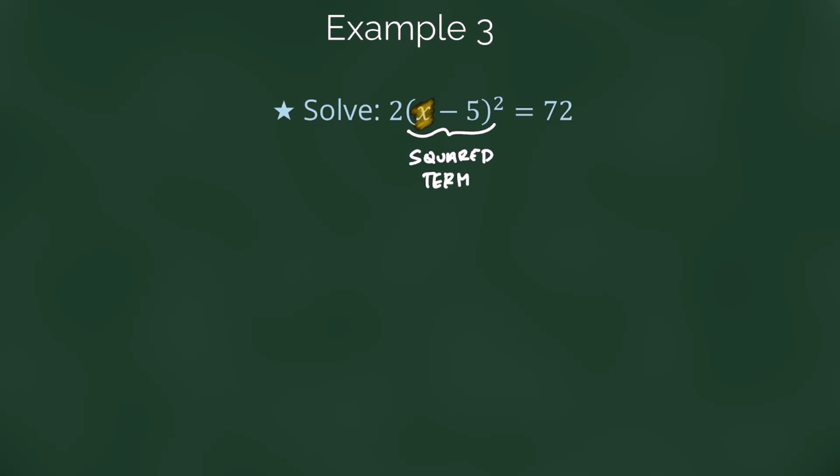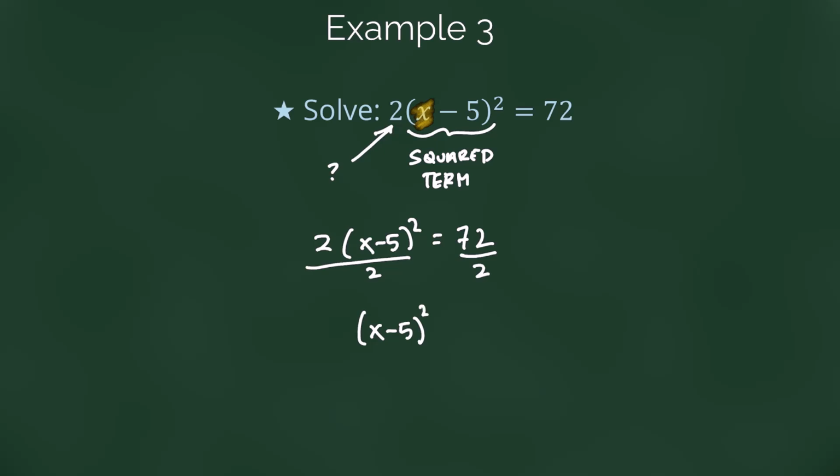So the problem is this 2 here. We need to get rid of that. Well, it's multiplying the squared term, so we can just divide both sides by 2. I'm rewriting it because I kind of made a mess of it up there. So I'm going to divide both sides by 2. And that's going to give me that x minus 5 squared is equal to 36. Now I can use my square root method.